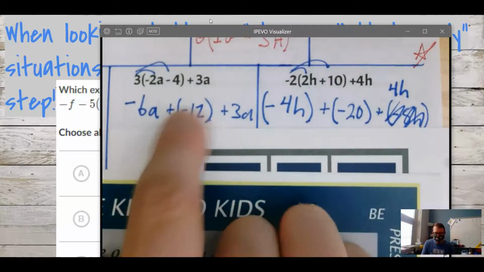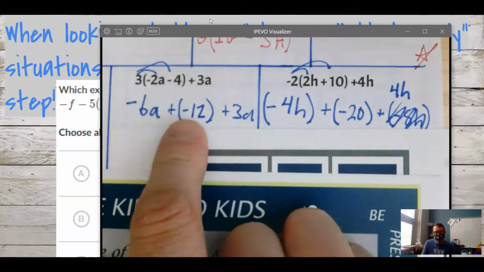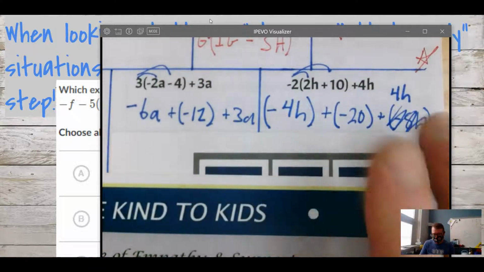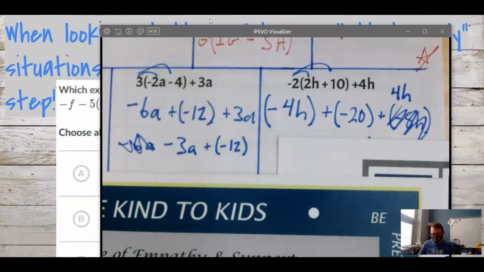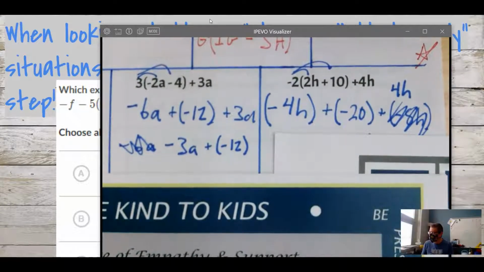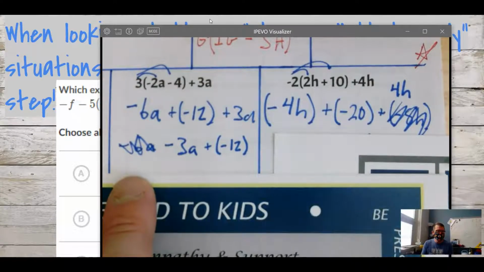Skylar, are you done with this first one? Sweet. What do we get when we are done with this middle one? Yeah, because the negative 6a and the 3a combine because they're like terms. Yeah, don't do math in pen. Then you'll end up like me, scribbling stuff out.